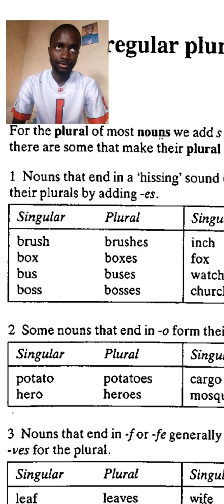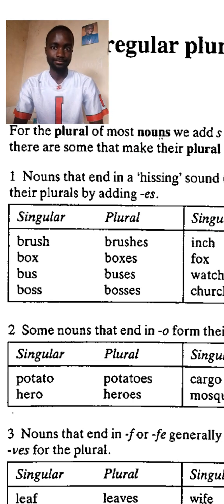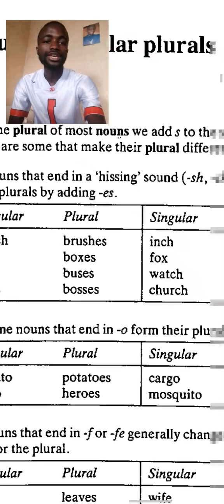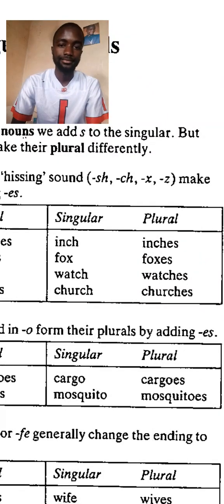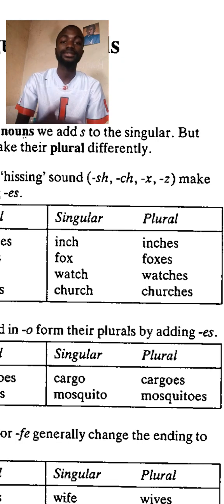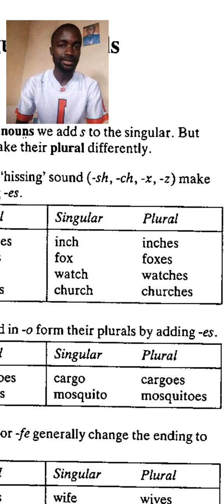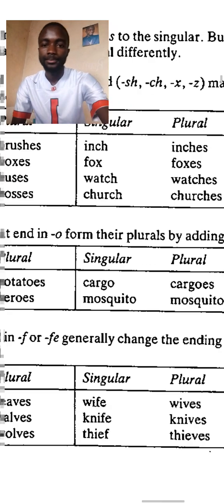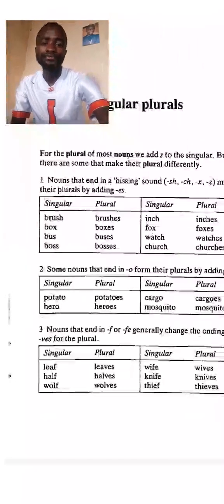Now, let me give you an example of a word that ends in z. Example, quiz. Quizzes. You just add an s. Okay? So, you can see this: inch, inches. Fox, foxes. Watch, watches. Church, churches. Now you can see the difference. We don't just have to add an s. Instead, we have to add es. Pretty clear.